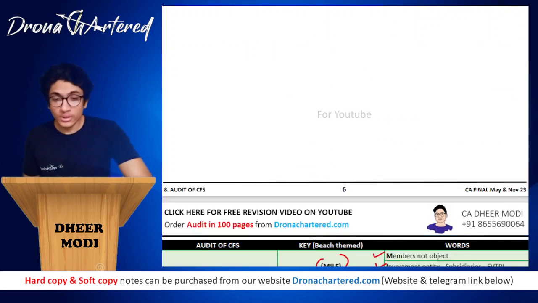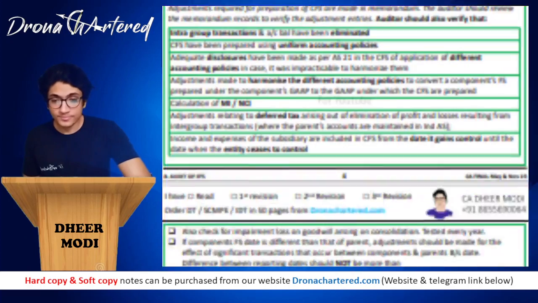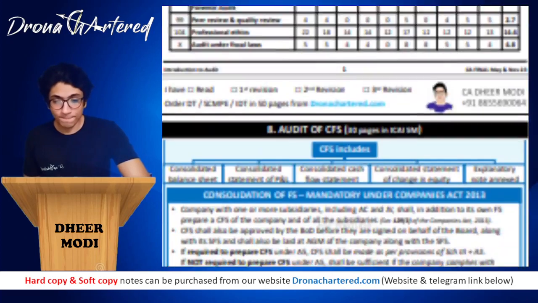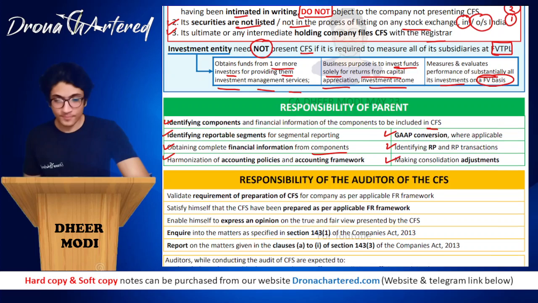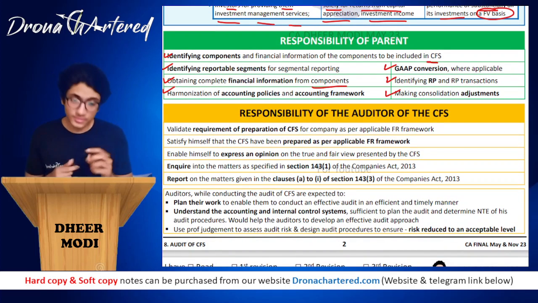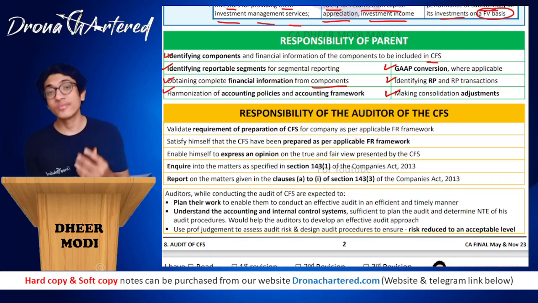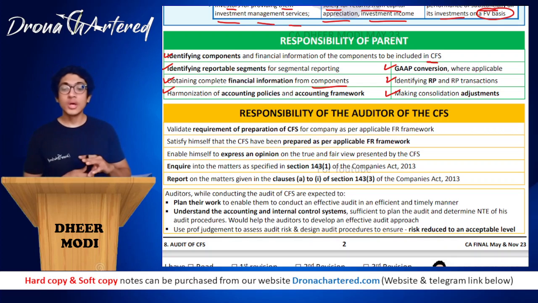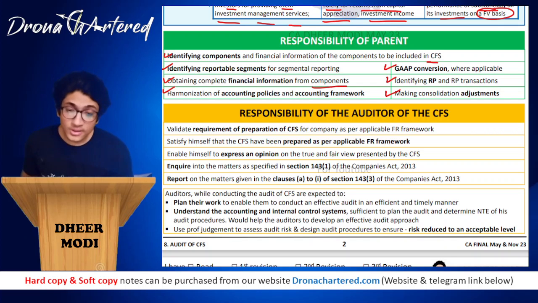Okay, now coming to your third part. What is the responsibility of the auditor of a consolidated financial statement? So if you are the auditor of CFS, what are your responsibilities? First is to validate the requirement for preparation of CFS. That is, you have to check whether they have to make a CFS or not for the company as per the applicable financial reporting framework.